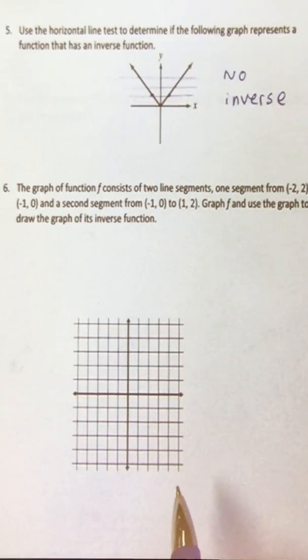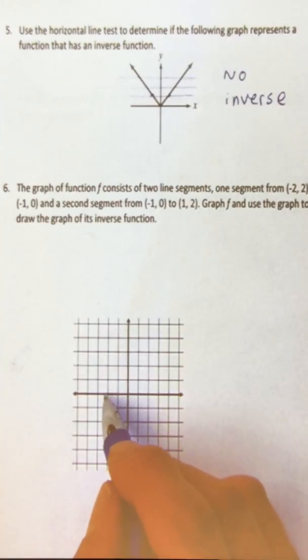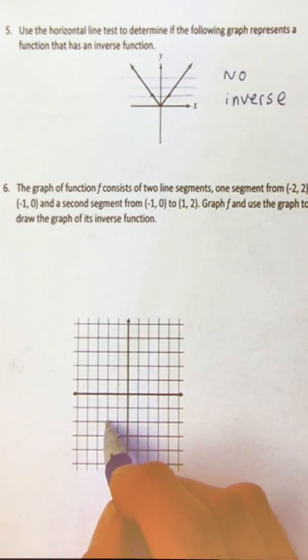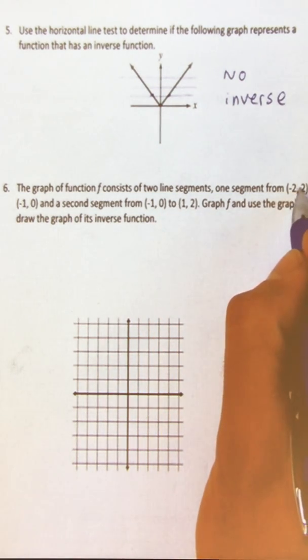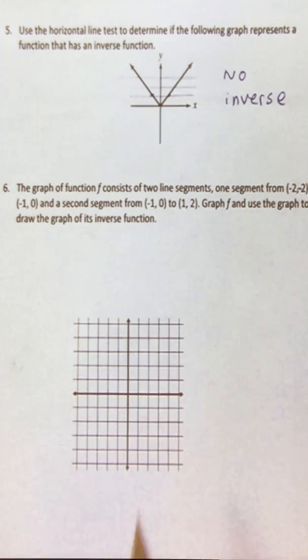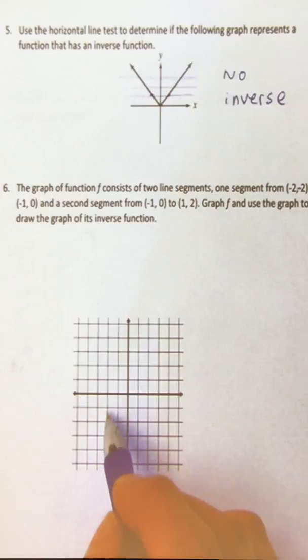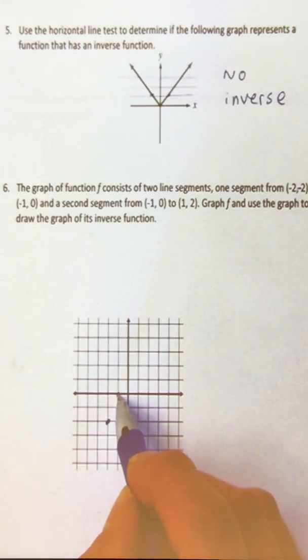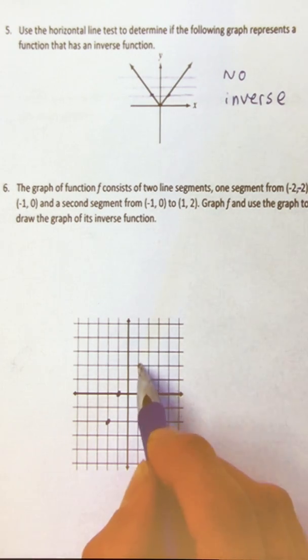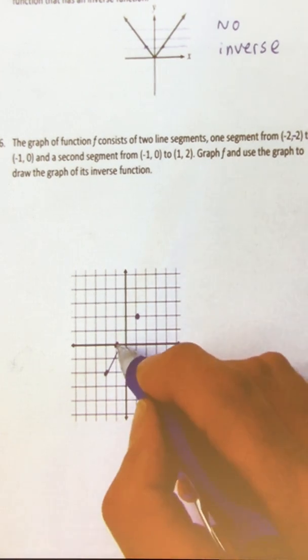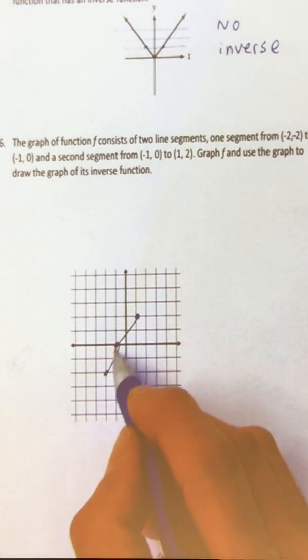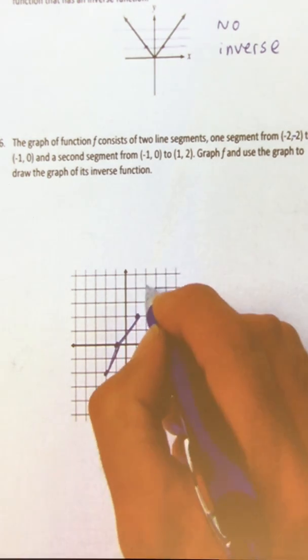So f consists of the line segment from -2, -2. That should be a minus sign, that's a mistake. From -2, -2 here, to -1, 0 there, and then from -1, 0 to 1, 2 here will give us the graph of f. So let's connect those points. There, and then there. And that is the graph of the function f.